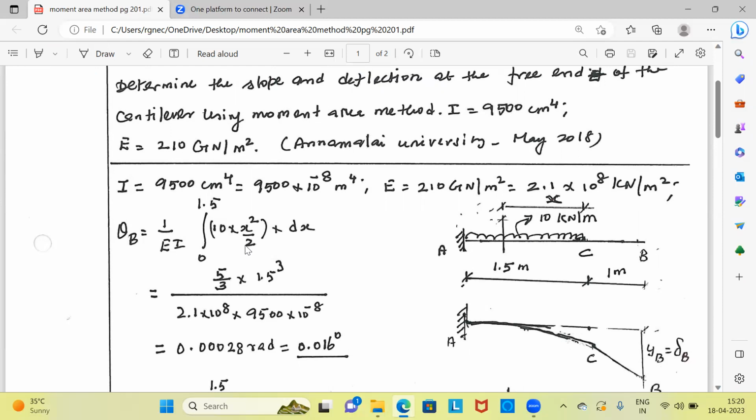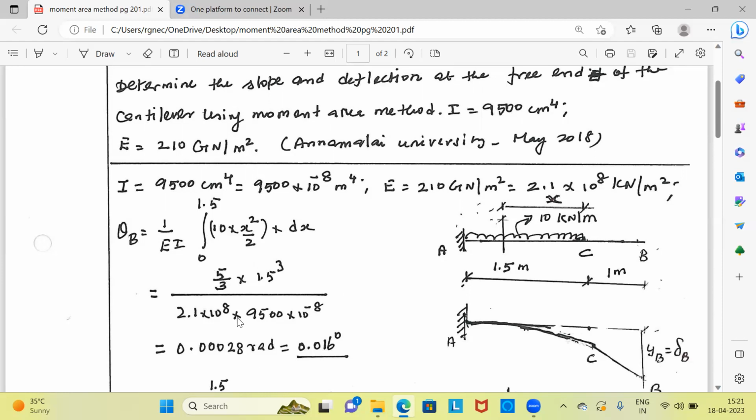1 by EI times 10x squared by 2, which is the bending moment ordinate, into dx. This is the area. So EI goes to the denominator. This is E in kilonewton per meter square, and this is I in meter power 4. 10 by 2 will become 5x squared, and the integral of x squared dx will become x power 3 by 3. So 5 by 3 into x power 3. The upper limit is 1.5, so x cubed will become 1.5 cubed. The lower limit is 0. So upon simplification, we are getting this in radians.